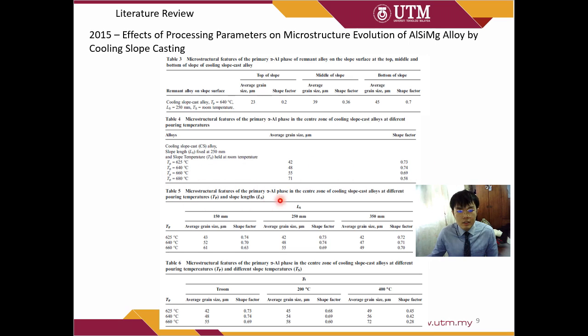Table 5 varies slope length and also pouring temperature. The shape factor closest to 1 is at here and here. Table 6 varies the slope temperature and the pouring temperature. The shape factor closest to 1 is at here.